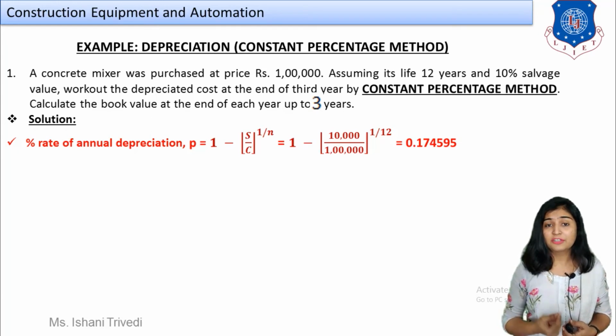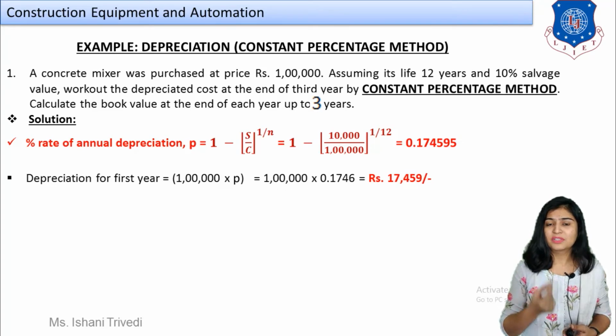Substituting all the values, please calculate. Don't just watch it, don't just read it. You are supposed to calculate this and verify your answers with my answers as well. The answer will be equal to 0.17459. It goes on, so you can round it off as 0.1746. So our constant percentage here will be equal to 17.46 percent.